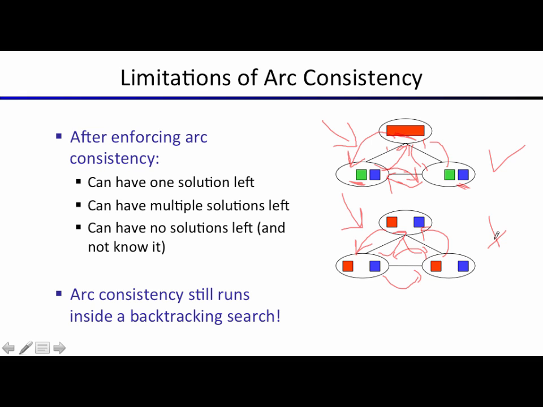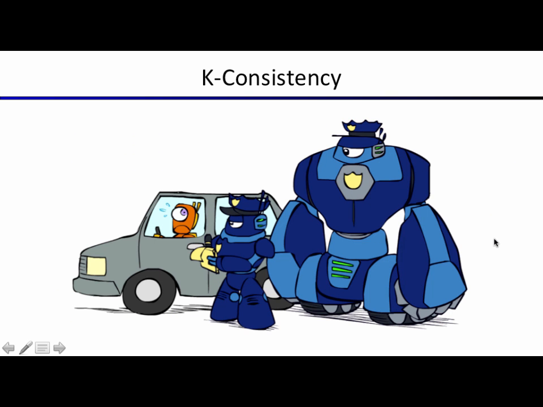It does detect failure earlier than forward checking. Forward checking detects failure earlier than doing no filtering, but still that doesn't mean that you actually can detect all failures. Now there's a bigger gun. Now we're bringing in the big guns. So that little guy, robot over there, that was arc consistency. Now we're bringing this guy. That guy is called K consistency.